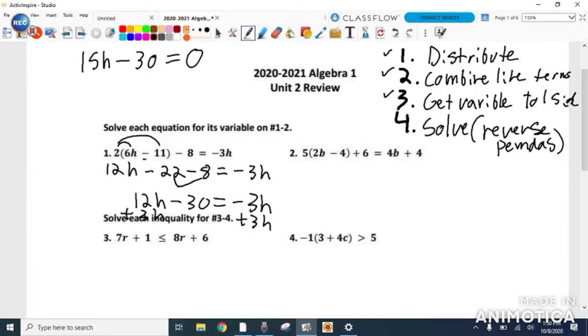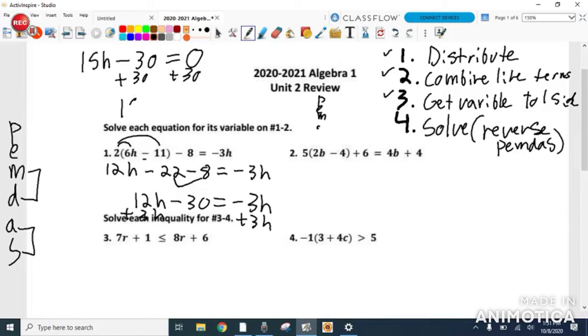Now, I need to solve, which means I need to get this h all by itself, all right? What is preventing it first? I need to write that better. All right? So reverse PEMDAS is what I need to do, okay? I have addition or subtraction and multiplication or division. So first, I need to either add or subtract a number to get my h by itself. I have a minus 30, so I'm going to add 30 to both sides. That'll give me 15h equals 30.